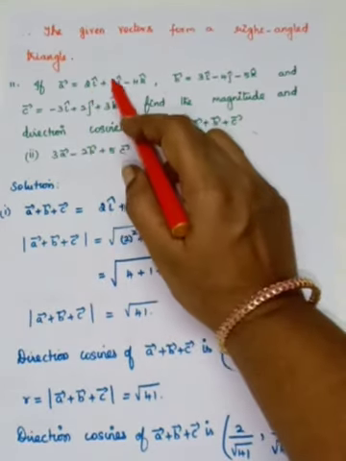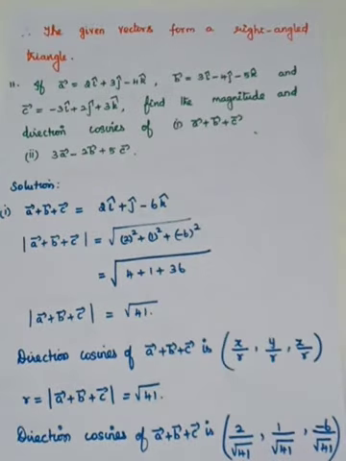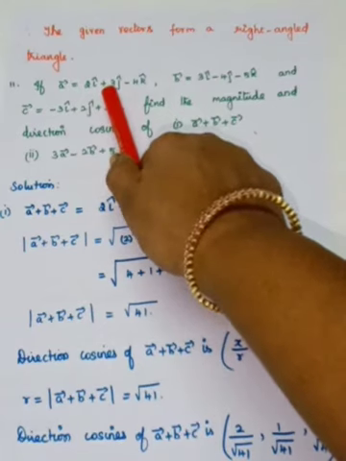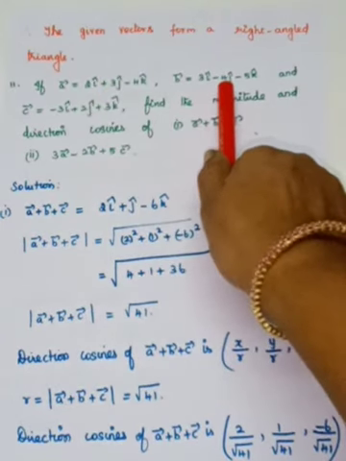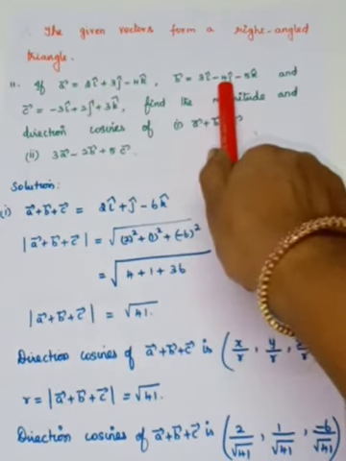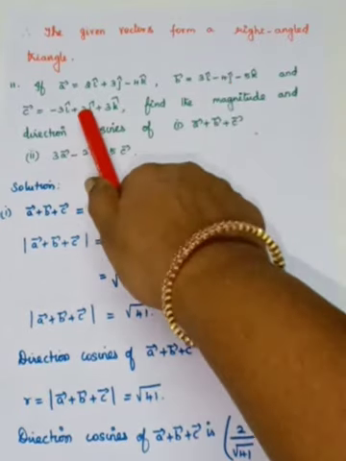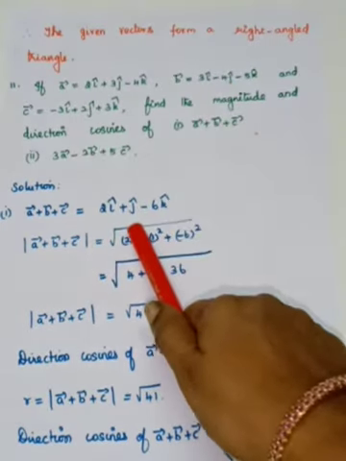In the same way, all the j cap terms have to be added. So it is 3 j cap minus 4 j cap. When you add these two, it is minus j cap. Minus j cap plus 2 j cap is j cap.